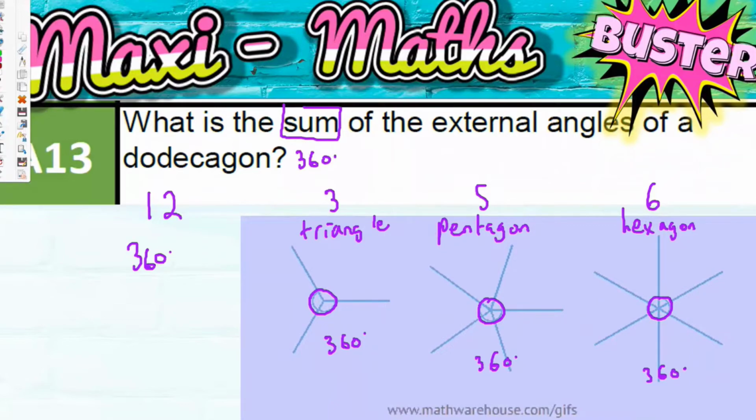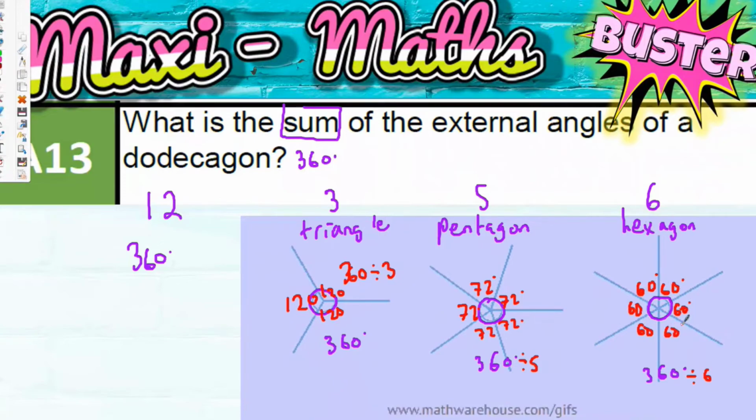What is a harder question is what would one angle be? So for one angle, you would have to divide the 360 by how many angles there were. So for a triangle, you would end up doing 360 divided by 3, which would give you 120. So each of the external angles would be 120. For a pentagon, you would do 360 divided by 5, which actually gives you 72 degrees. So each external angle would be 72. For a hexagon, you would do 360 divided by 6, and that will give you 60. So each external angle would be 60.